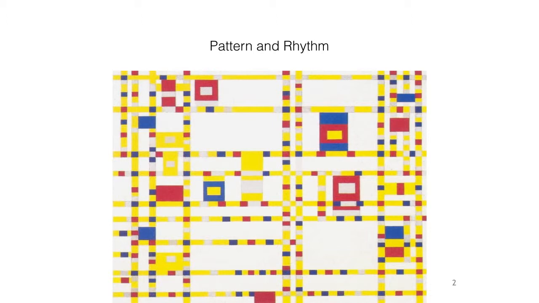The first piece we'll look at here is by Piet Mondrian, Broadway Boogie Woogie. Mondrian was interested in how art and music and dance relate. You can see this is a very abstract work. What do you think the pattern is that you see within this piece? What's the thing that's repeated over and over again? If you said squares, you're right.